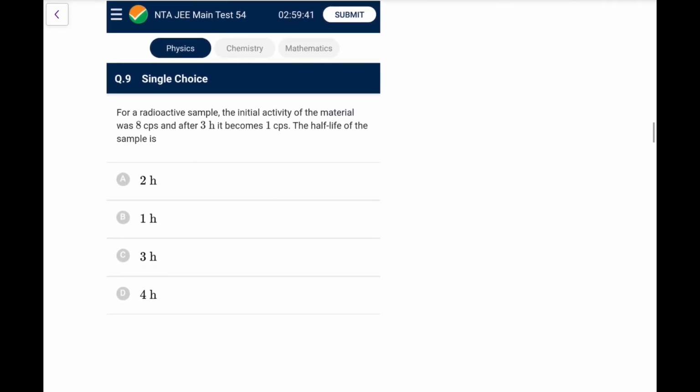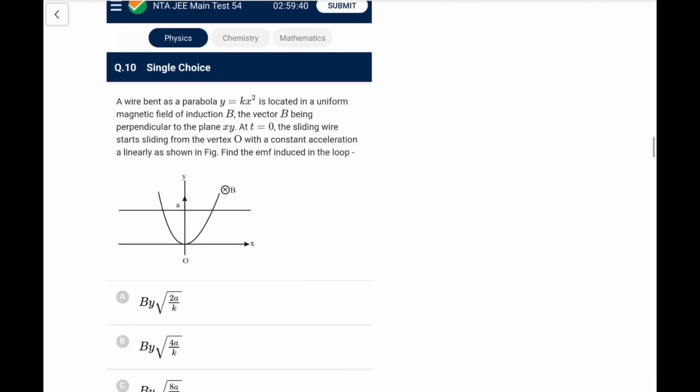Next, for a radioactive sample, the initial activity was 8 CPS, and after 3 hours it becomes 1 CPS. 8 to 1, that is 1 by 8, that is 3 t half. 3 t half is 3 hours, that means half life is 1 hour. This is the easiest one we have got right till now. Next one, a wire bent as a parabola, y equals kx square, is located in a uniform field of induction B, the B being perpendicular to plane xy.